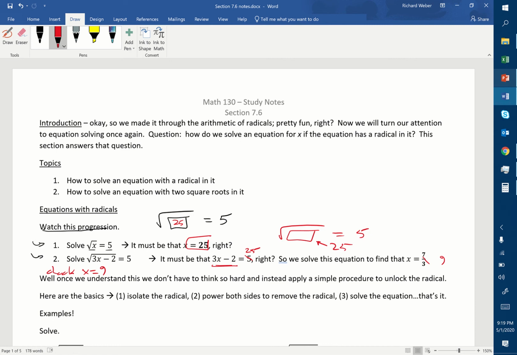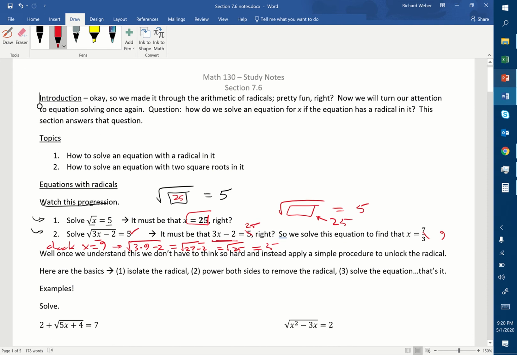I was tripping. Okay, when I put in 9, I get the square root of 3 times 9 minus 2, which is the square root of 27 minus 2, which is the square root of, there you go, 25, of course, and therefore the square root of 25 is 5, and it checks out. Well, what's the story? I mean, we don't usually do it that way. Let me look at this a different way.